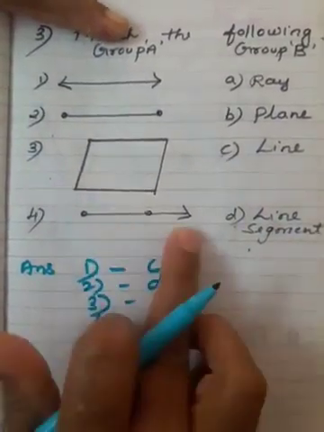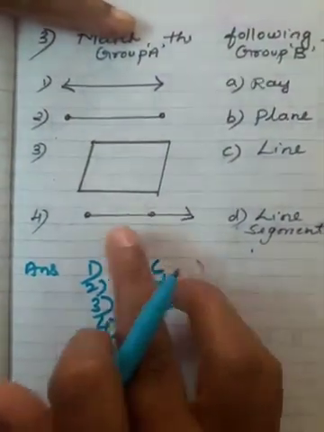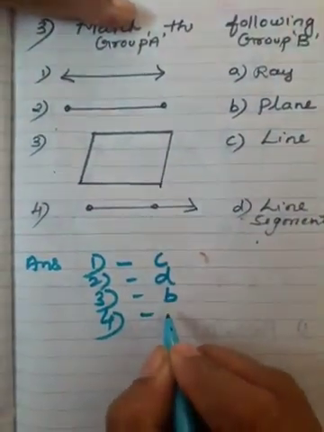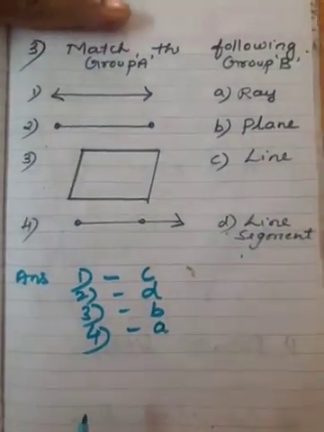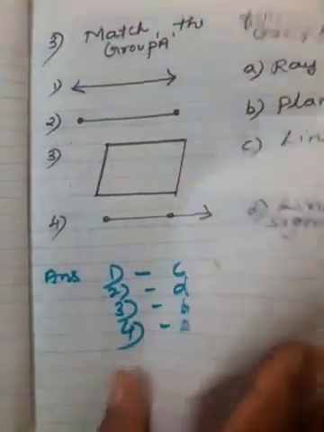Fourth one. So what is this? You can see in this figure only one side you can see arrowhead. Correct? So that means it is a ray. Fourth one is ray. That is answer A. Correct? Understood, students? Now let's go to the fourth question.